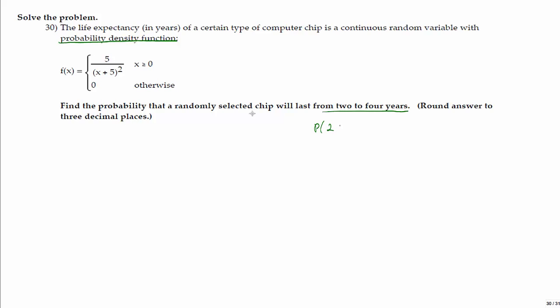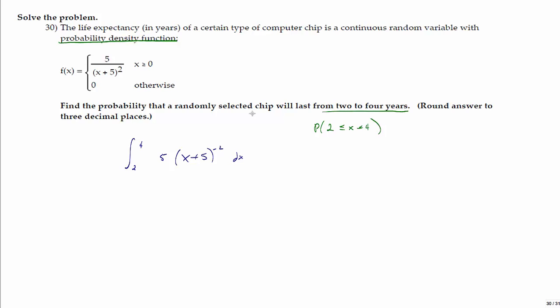So probability lasts between 2 and 4 years. That's what I need to find. Okay, so we set up a definite integral. I will evaluate it from 2 to 4. And when x is between 2 and 4, I'm using this function. So I got 5 times (x plus 5) to the -2. Right, so really it's a matter of evaluating this definite integral.